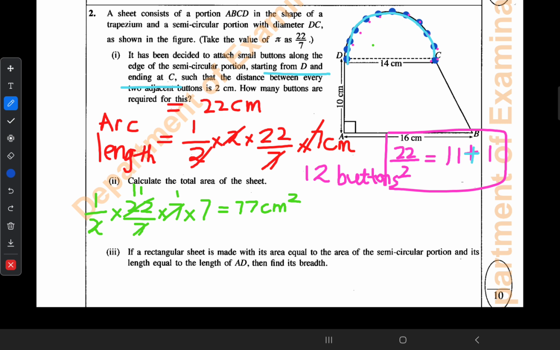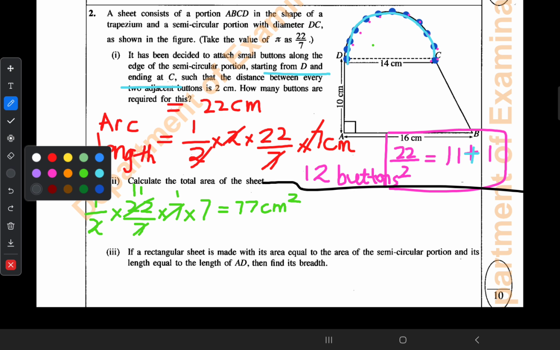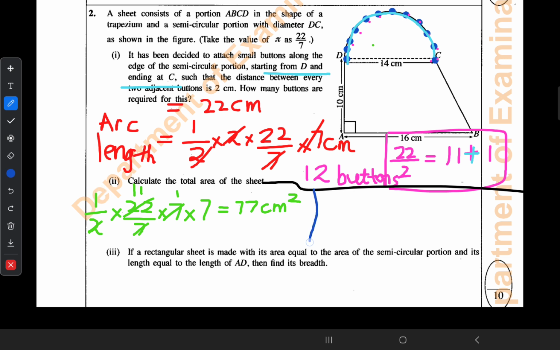So then let's find the area of the trapezium. Area of the trapezium would be half into the sum of parallel sides. So 16 plus 14, these are the two parallel sides in this trapezium. 16 plus 14 would be 30, multiplied with the perpendicular height, which is 10. So when we simplify this, it's 15 into 10, so it's 150 square centimeters.